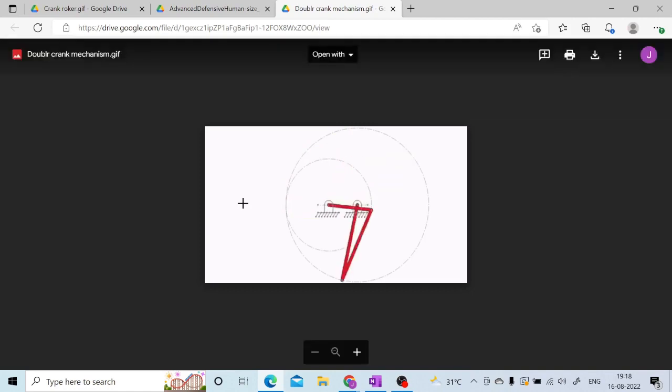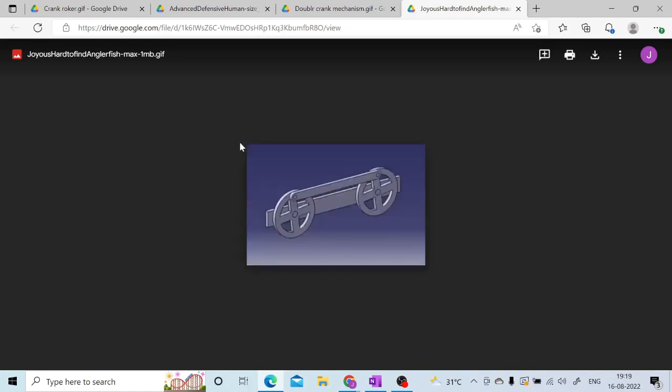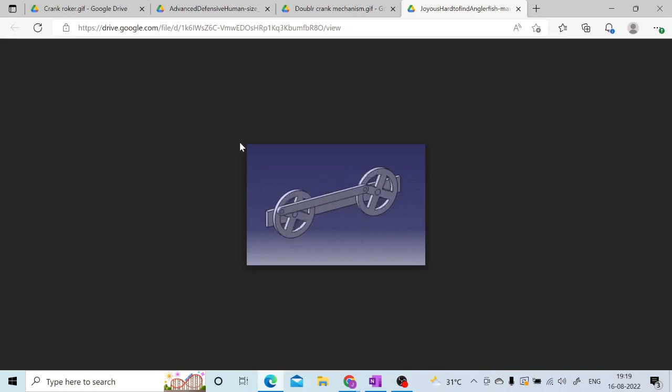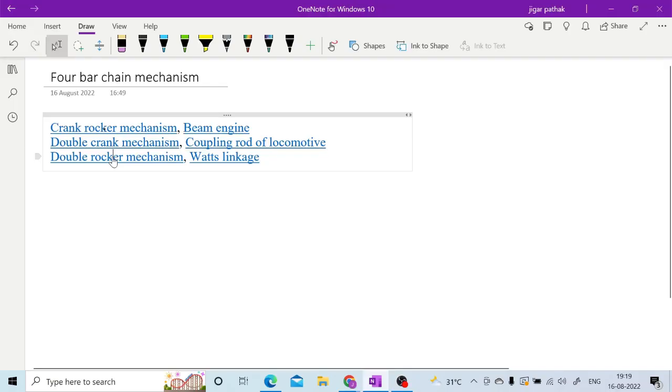So where this particular mechanism is used is in the coupling rod of a locomotive, right? If you see on your screen, you can see the coupling rod of a locomotive. Here in this coupling rod of a locomotive also, two of your links are having the full rotation. So this is how you can have the second one's application.